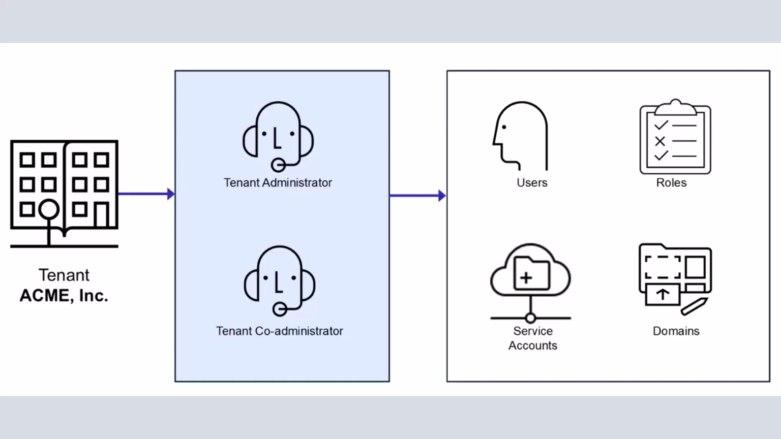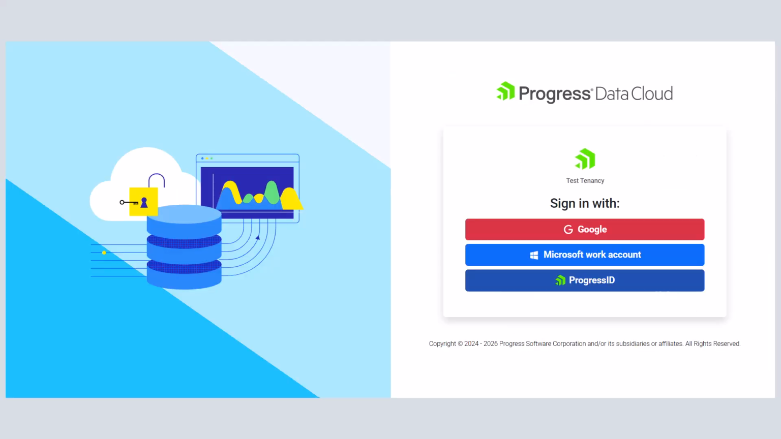There are two ways a new user can be added to PDC. A tenant administrator can register the user, or the user can self-register. To know more about the registration process, contact your tenant administrator. Once you're registered, you can sign into PDC. To get started, open your tenancy link in a web browser, select your authentication provider, and enter your credentials.